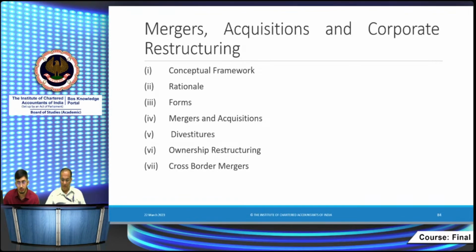Okay, now next, let's read it out quickly. The first topic in mergers, acquisitions, and corporate restructuring is the conceptual framework. The second topic is rationale. The third topic is forms. The fourth one is mergers and acquisitions. The fifth one is divestitures. The sixth one is ownership restructuring. The seventh and the last one is cross-border mergers.